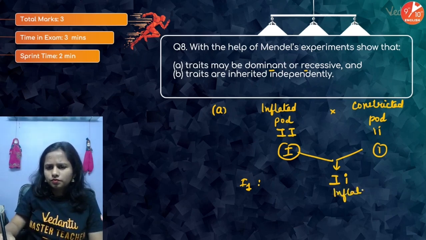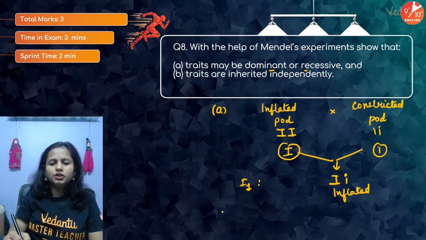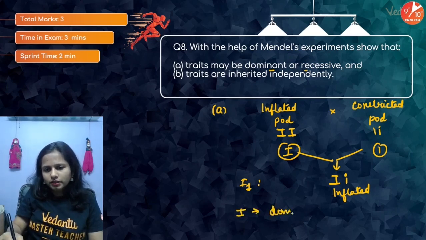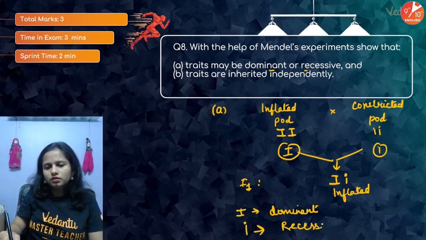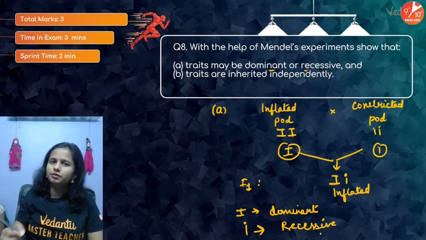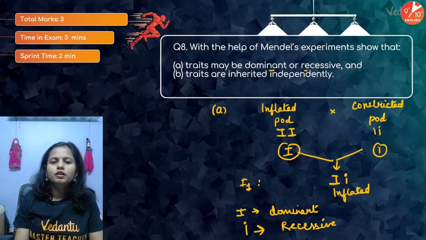Here you can mention that individuals in F1 generation always show one trait, and that's because one factor always expresses, so that factor is dominant over the other factor, and the one which doesn't get expressed is the recessive trait, though it reappears or resurfaces in the F2 generation. Traits are inherited independently.